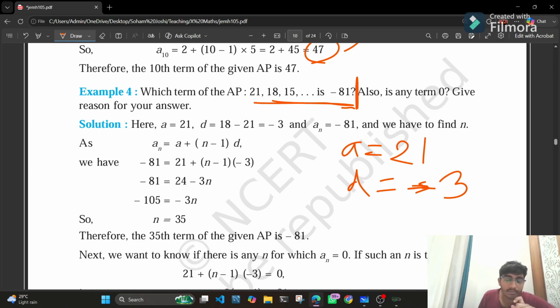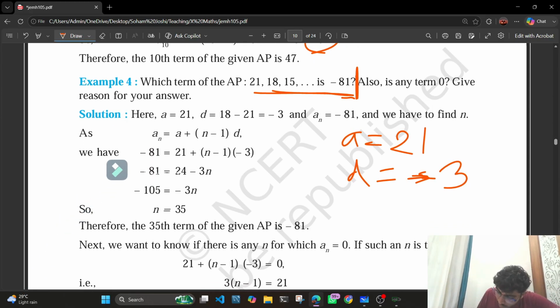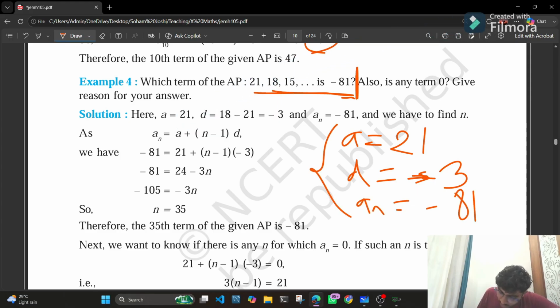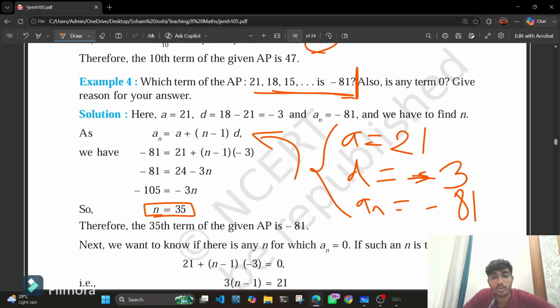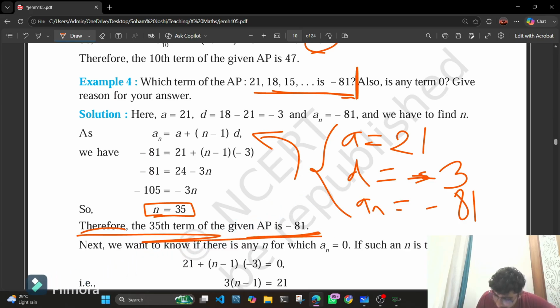Okay, you can use the signs, because we have learned that it could be positive, it could be negative, or it could be 0 also. So that is not a problem. Now we have the nth term equal to minus 81. We put all the given data into this formula, and we get n equal to 35. So minus 81 is the 35th term of the AP.